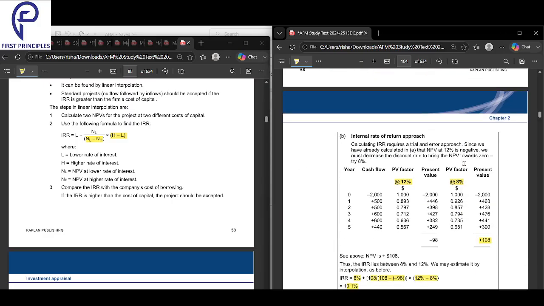Then you see the answer. If the answer is negative, now you need a positive, so you reduce the rate. If the answer is positive, then you need a negative, so you increase the rate. Then you calculate the present value again of the same cash flows. Cash flows are the same.